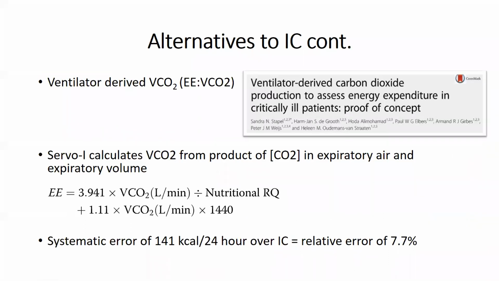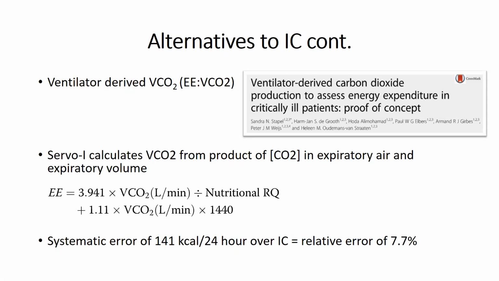A further alternative that's a little bit more accurate than the predictive equations and the weight-based is actually a ventilator-derived VCO2. So Stapel and her group did this study, ventilator-derived carbon dioxide production to assess energy expenditure. They used the Servo-i, and this was a study conducted in 2015. They ended up screening over 1,000 patients. It was 1,172, and only 84 met their inclusion criteria. But they were able to use the Servo-i's output of VCO2 and substitute it into the formula.